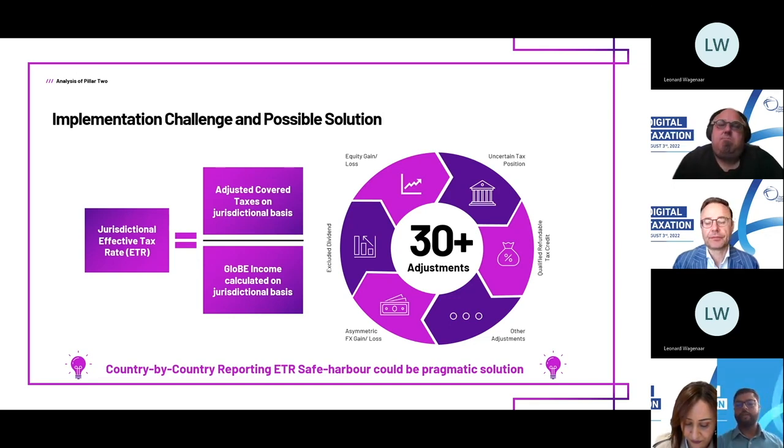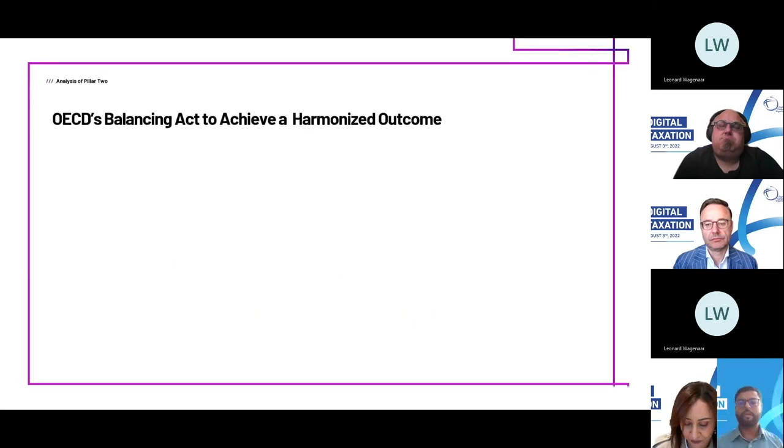This was the first part of the topic that I wanted to discuss. In my second topic, I will be discussing how OECD has tried to achieve a balanced outcome or a harmonized outcome for developed and developing economies. For this, I have taken some data which I will be presenting to you shortly.